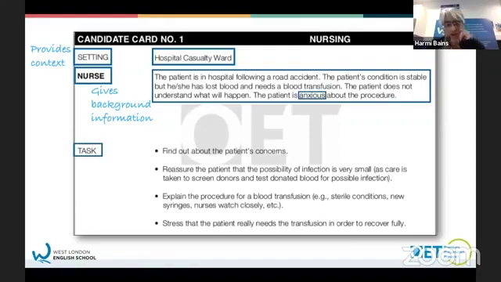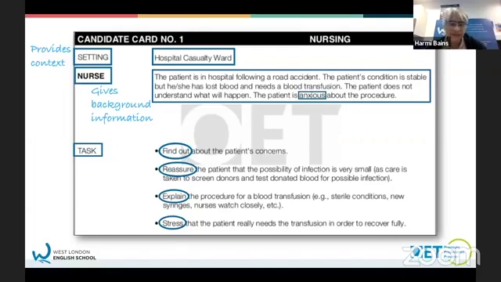And at the bottom of your card, you can see here it says task, and these are the things that you need to do. You can see all of these start with verbs: find out, reassure, explain, and stress. Stress doesn't mean the medical kind of stress where you're under pressure, but of course, stress here means to emphasize something, to say something is important.